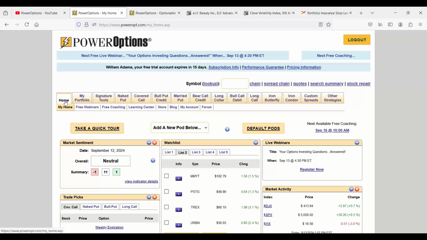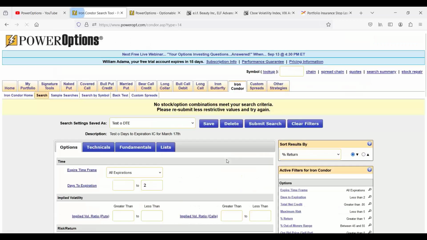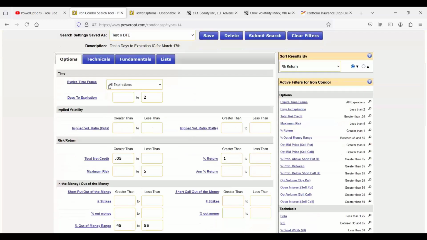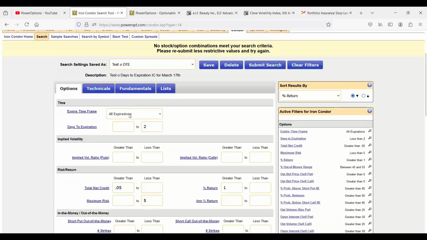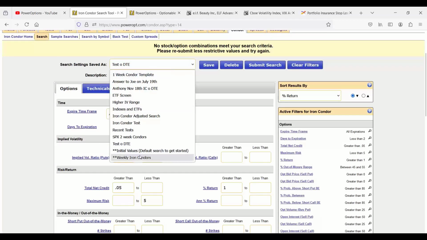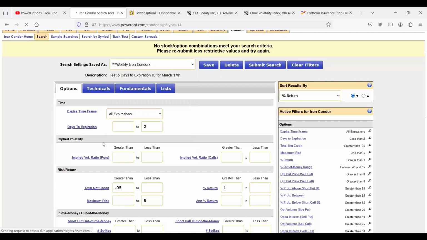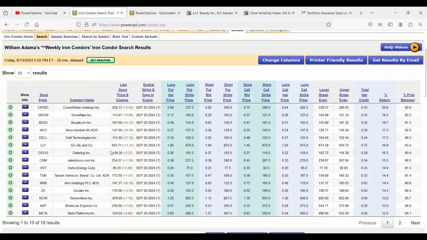In every strategy, you'll see the same sort of setup of stock and option criteria that you can use. Let's just go to Iron Condor, for example, again. Even though we saw it with the covered calls, we saw it with the credit spreads, the options. We've got time frame, setting your days to expiration, shorter term. Oh, that's a 0 day to expiration test. Let me go to the weekly Iron Condors there. Let's go to that default. All right, there we go.